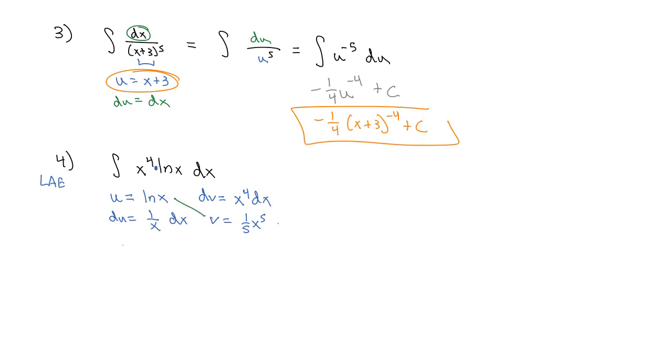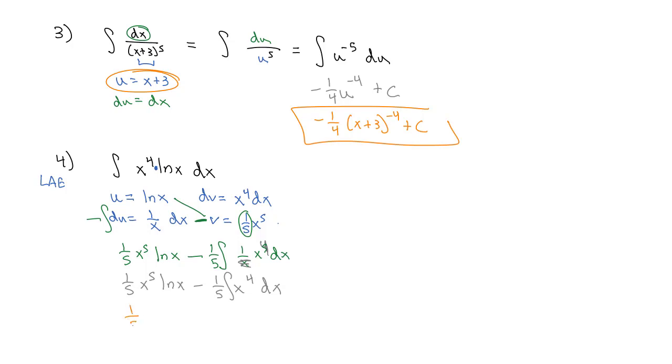We'll do u times v, which is 1/5 x to the 5th times the natural log of x, minus the integral of v du combined together. And I'm going to change the order here. The 1/5, I'm going to move out front because it's a constant. And then I've got 1 over x times x to the 5th dx, which is really nice because that x in the denominator reduces out with one of the numerators. So we have 1/5 x to the 5th natural log of x minus 1/5 x to the 4th dx integrated.